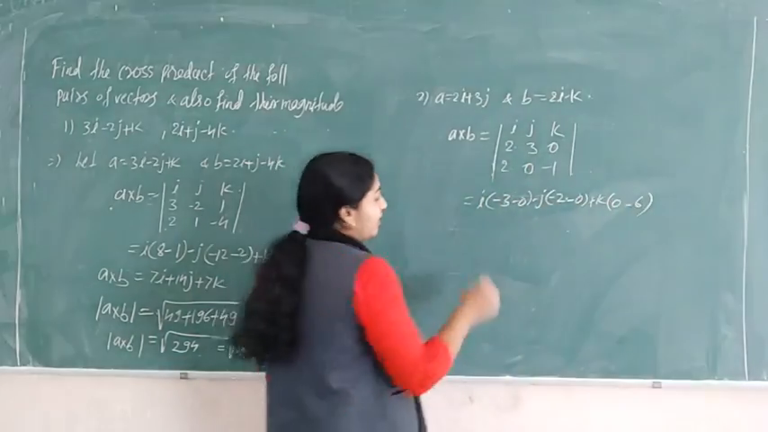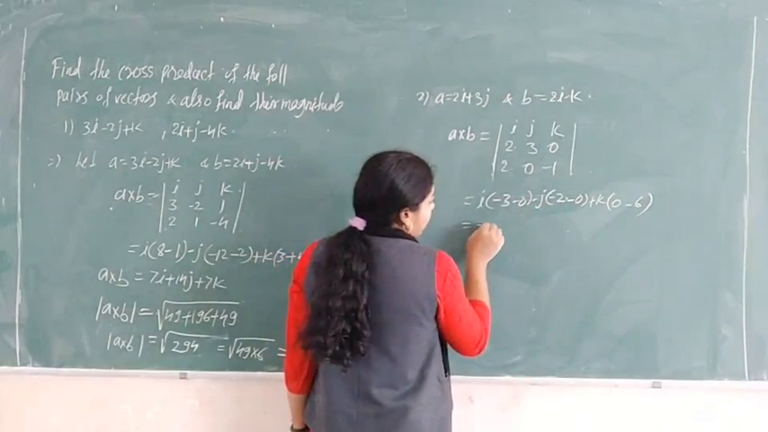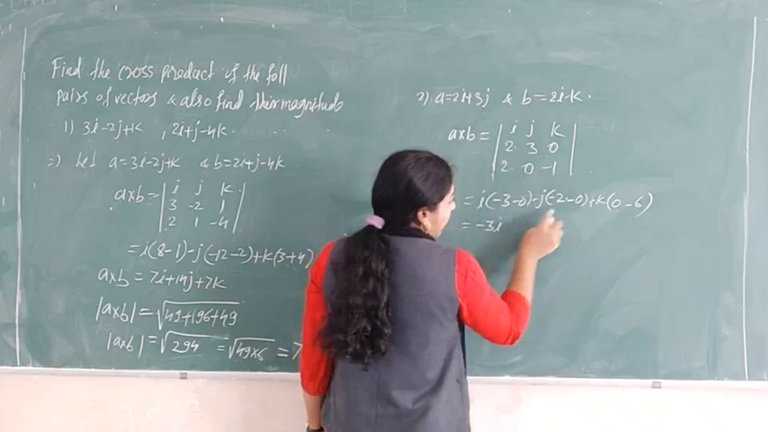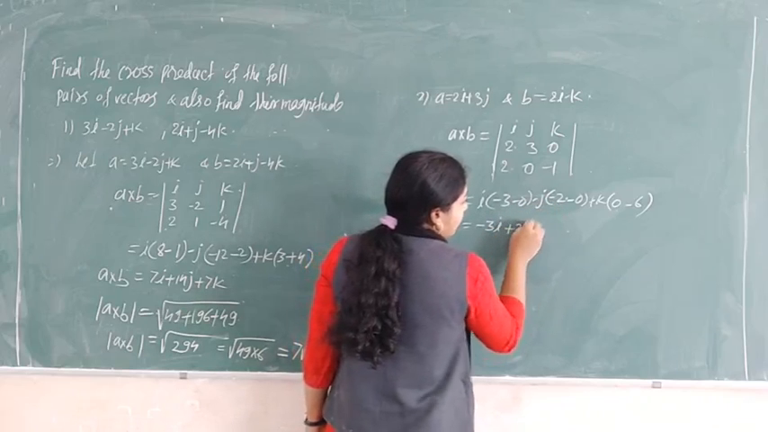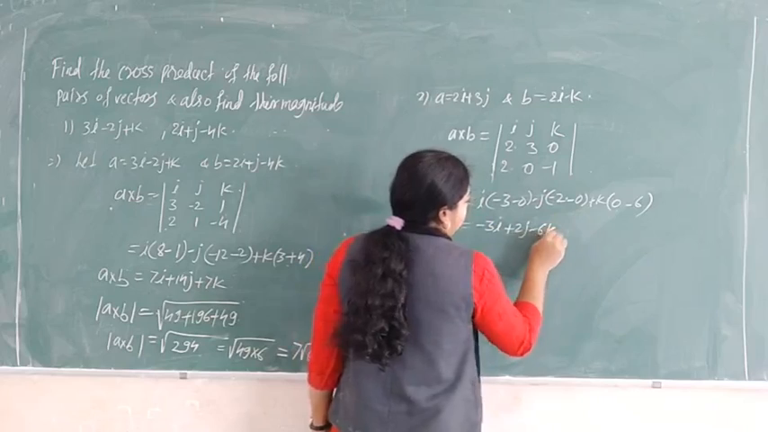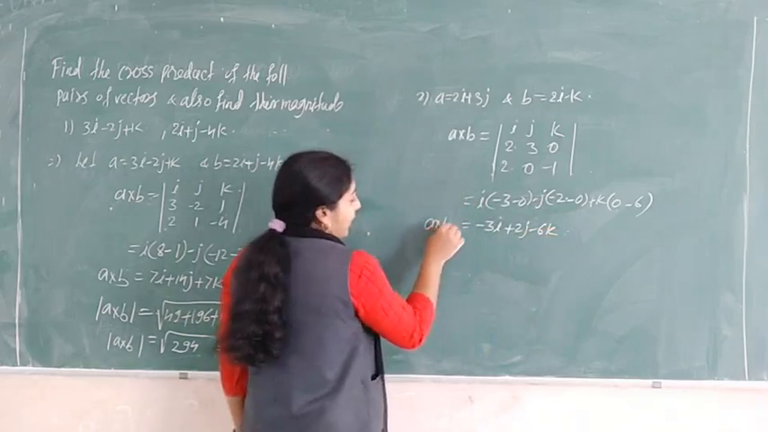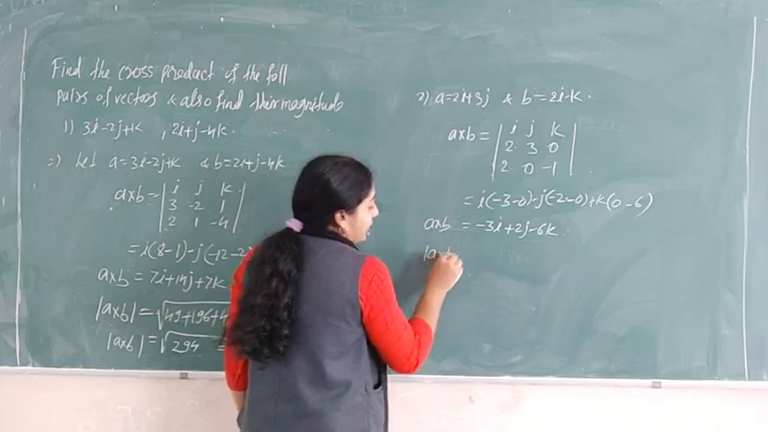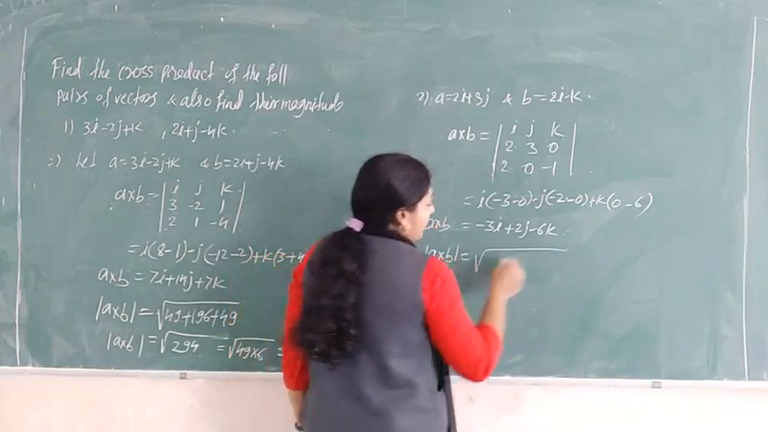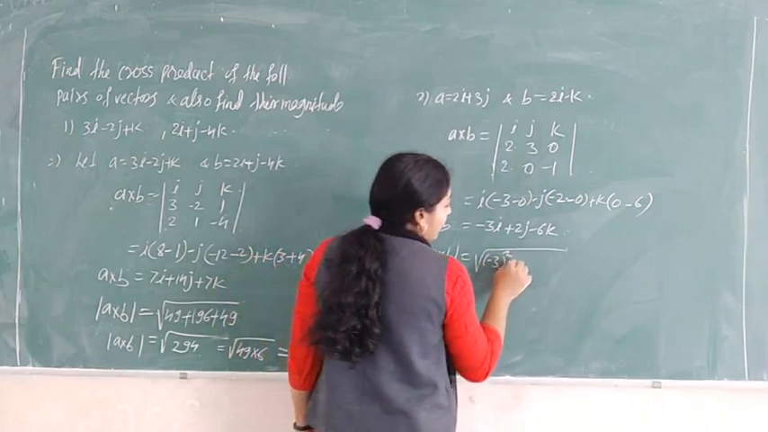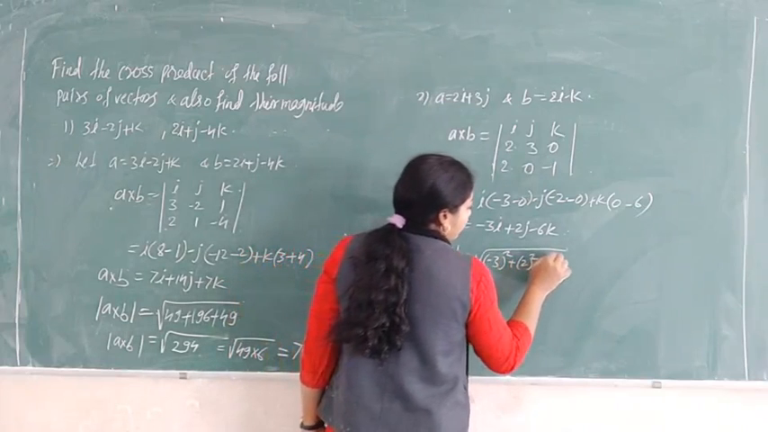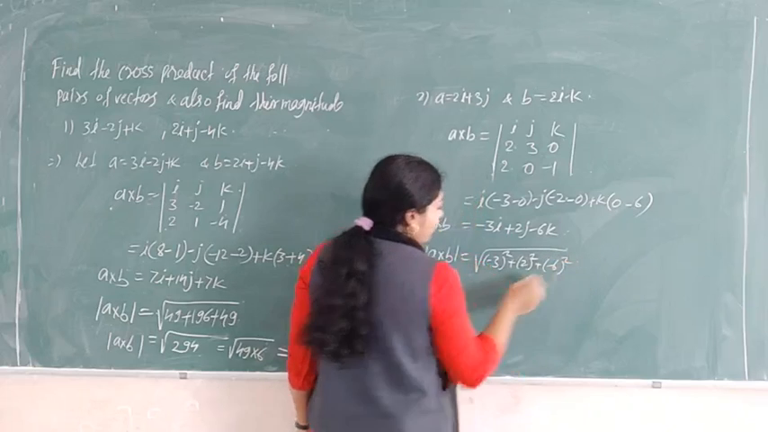Use the determinant method and solve. So minus 3 minus 0 is minus 3, so you will get minus 3i, minus into minus plus 2j, minus 6k. Okay, this is the value of A cross B. Then the magnitude is given by modulus of A cross B. That is minus 3 square plus 2 square plus minus 6 whole square.